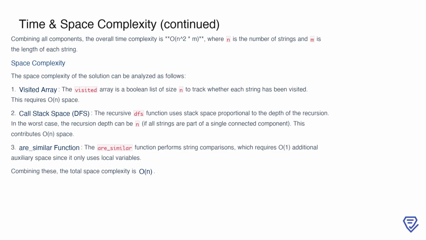Now, let's shift to the space complexity. The visited array is a Boolean array of size n, which requires O(n) space to track whether each string has been processed. Additionally, the recursive depth of the DFS function determines the space used by the call stack. In the worst case, where all strings belong to a single connected component, the recursion depth can reach n, contributing O(n) space. Finally, the r_similar function uses only local variables for string comparisons, which adds O(1) auxiliary space. When we sum these contributions, the overall space complexity is O(n), dominated by the visited array and the recursion stack.